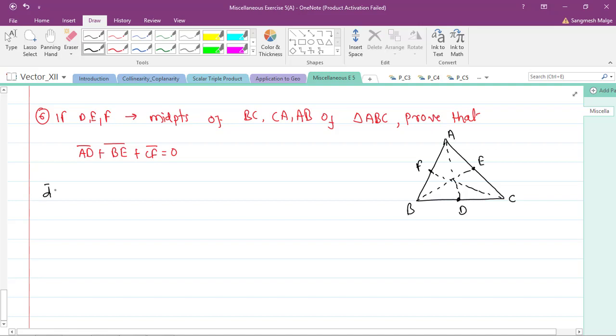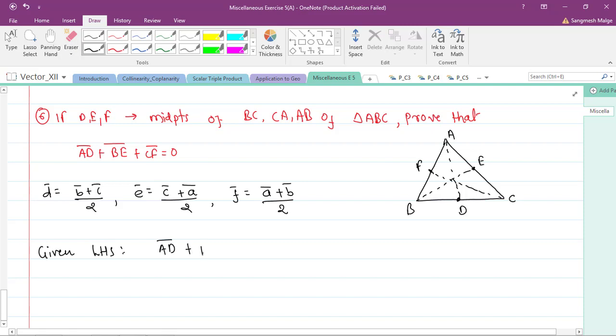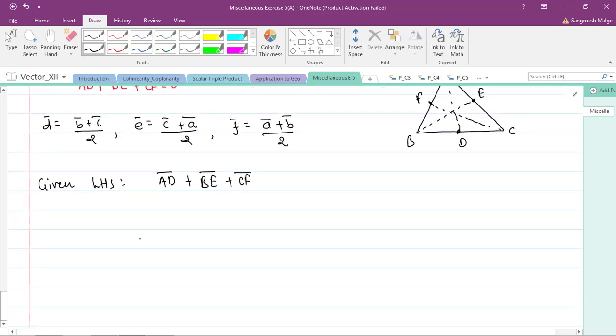So D bar is nothing but, D is the midpoint of BC, so it will be B bar plus C bar by 2. Then we have E bar, this is the midpoint of AC, so C bar plus A bar by 2. And finally we have F bar is equal to A bar plus B bar by 2. Now what is given is, let's take the given LHS. Given LHS is equal to AD bar plus BE bar plus CF bar. Let's find out the values, substitute the vectors here.